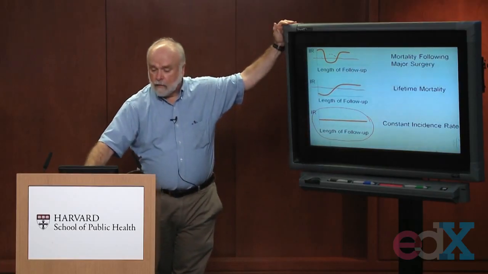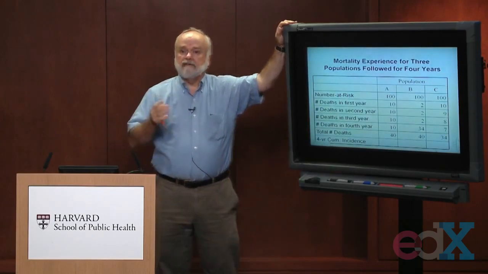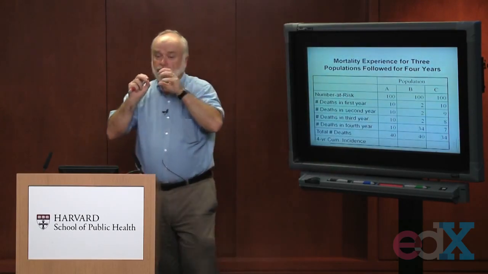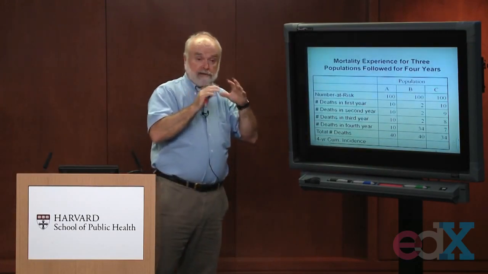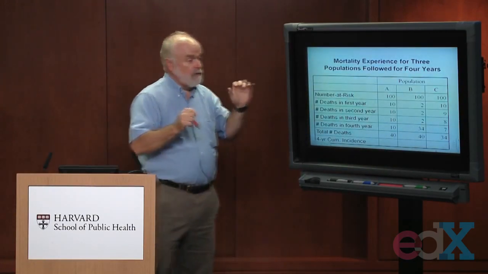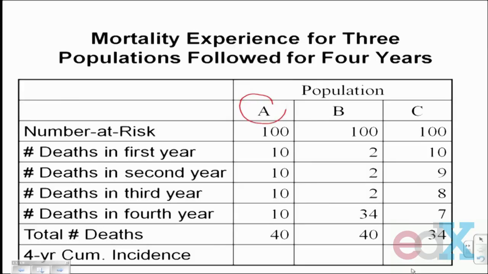And to drive that home, I'd like to give you one last example to see if we can get the flavor of calculating incidence rates. Let's suppose we had three populations, three different data sets in front of us. One is called population A, one's called population B, one's population C. Each of them has 100 people in it at the beginning of a study. In population A, 10 people died during the first year, 10 during the second, 10 during the third, 10 during the fourth. So during the 4 years, 40 people die.